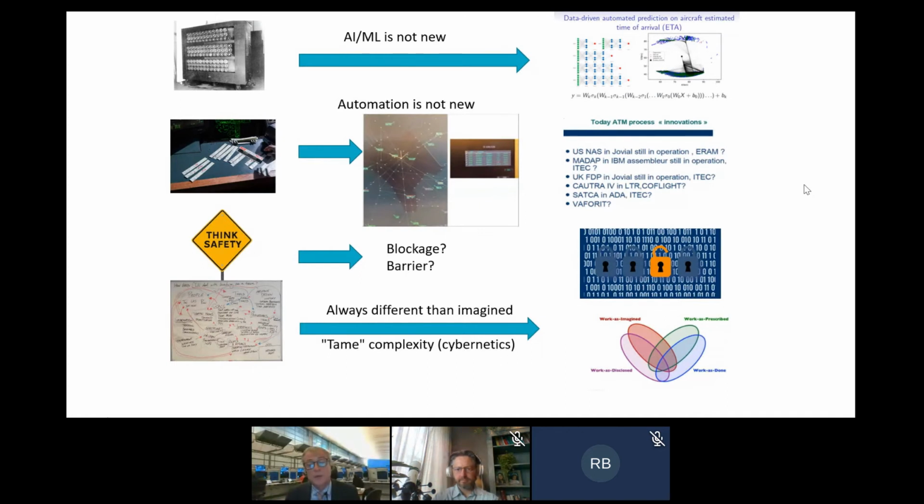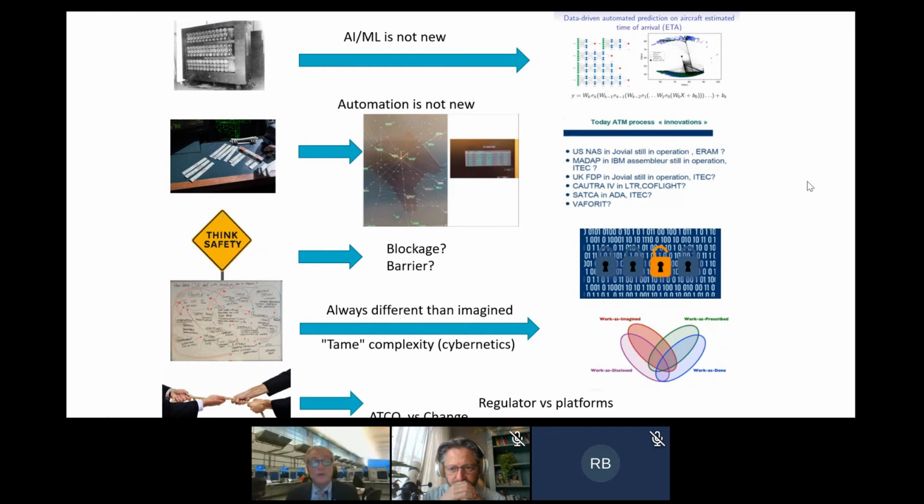And when we talk about cybernetics or things like this, we also have to understand that we need to tame complexity. On the right-hand side, you have a small picture of what exists: work as imagined, work as prescribed, work as disclosed, work as done. All these things will not go away, but we will have to learn to work with them all together.